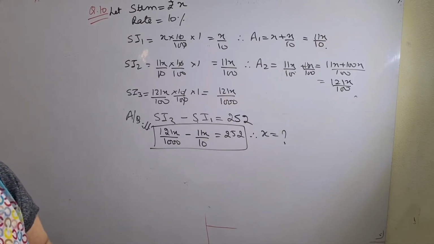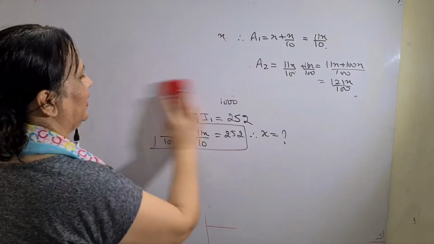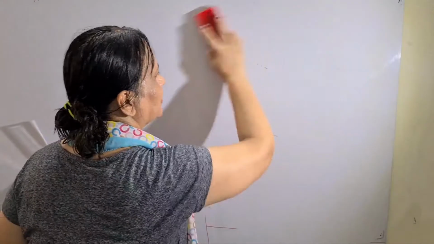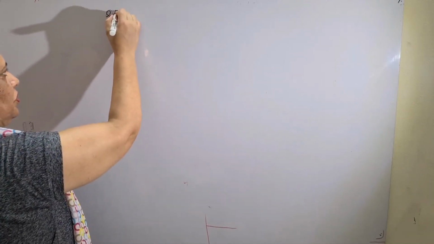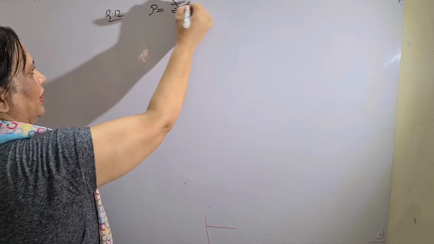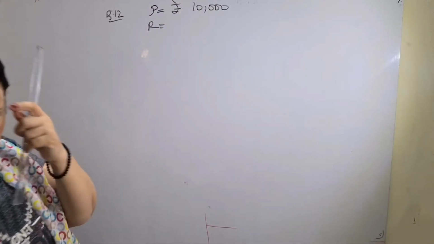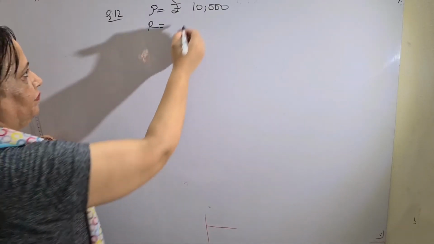Then come to 11th and 12th. Again the same type of sum, a little difference of the language, but a very easy sum. So I'll give you the hint for the 11th and do the 12th one. For example, a man borrows rupees 10,000. So principal is rupees 10,000, and rate is given to be 10%.